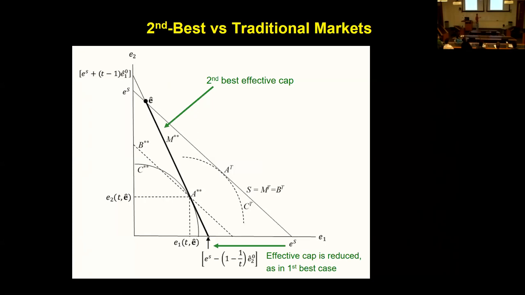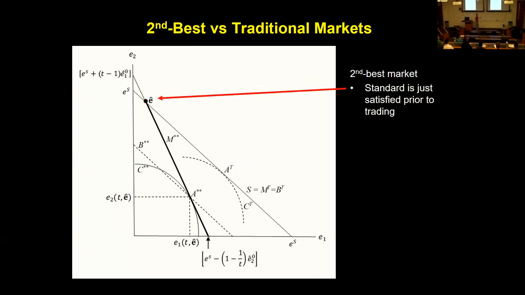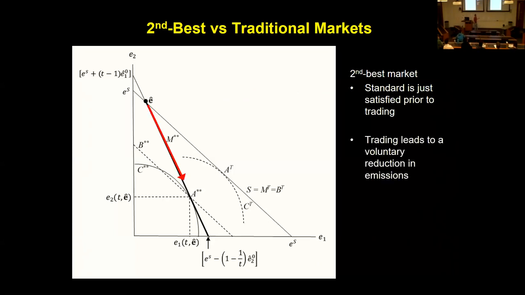And because we know the first best outcome is somewhere down here, I can't tell you exactly where it is just based on the simple analysis we've done so far, we're being pretty general here, but we do know it's below AT in the interior here. We know that A double star is closer than AT. You can imagine a series of isocost curves coming out and some expansion path. We know that this is going to be closer than that. So this is what I just said before. The standard is just satisfied prior to trading, and with trading, we get closer to the first best.